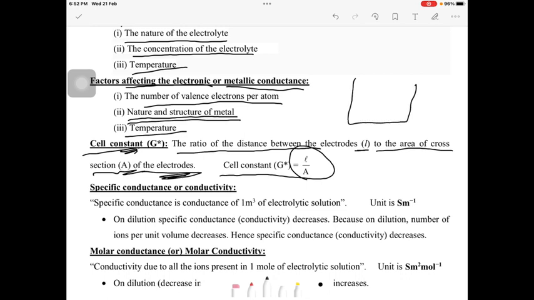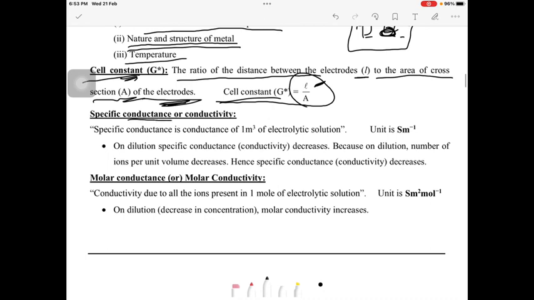Take an electrolytic cell: two metallic rods connected to the battery, and electrolyte. The distance between these two electrodes is L, and the area of cross section of the electrode is A. When you take the ratio of the distance between the two electrodes and the area of cross section of the electrode, it gives the cell constant. Specific conductance or conductivity: the conductance of 1 meter cube of electrolytic solution. Unit is Siemens per centimeter.